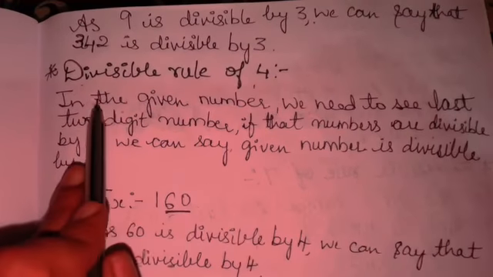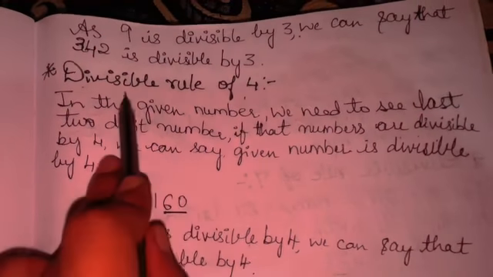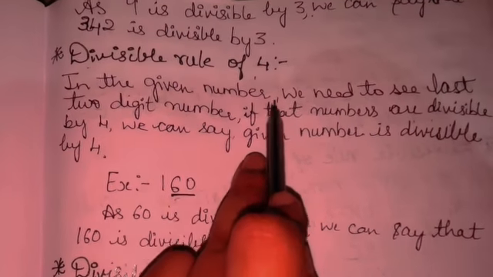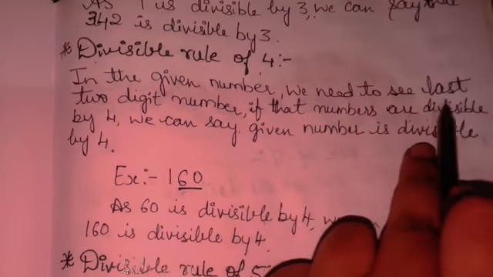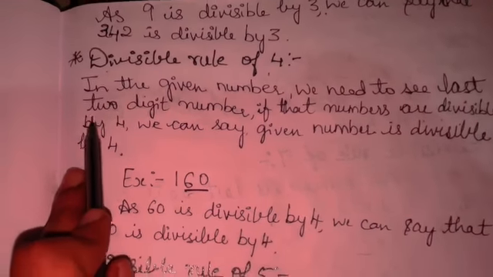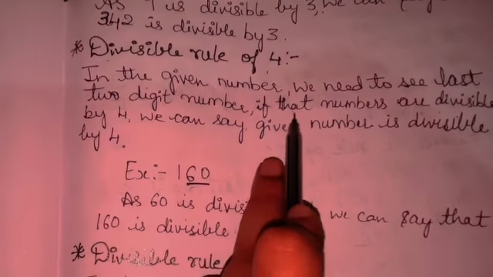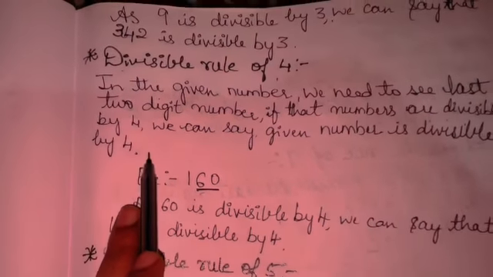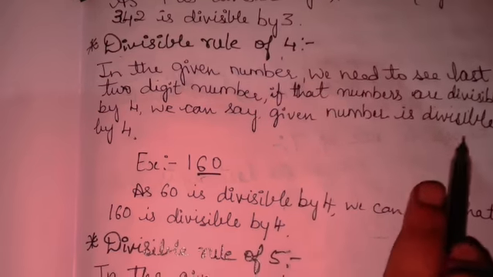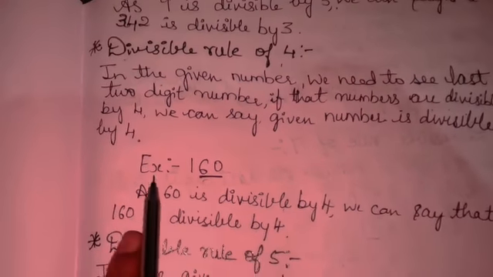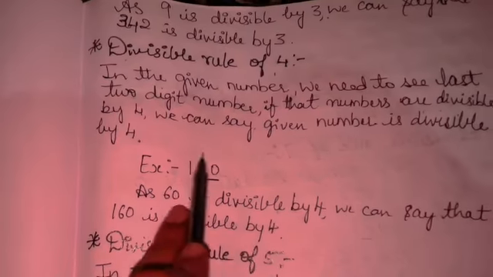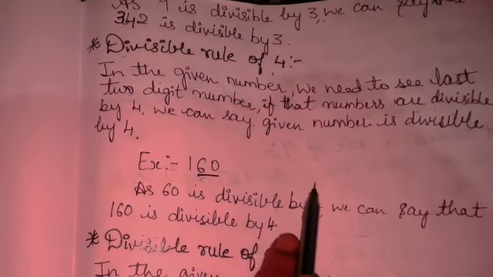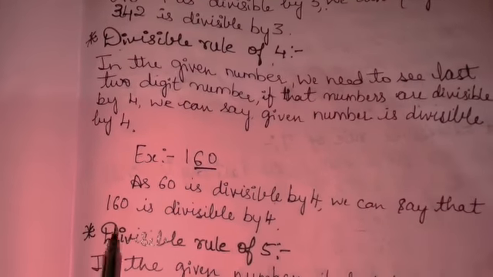Now, let us see the divisibility rule of 4. In the given number, we need to look at the last two digits. If the last two digits are divisible by 4, then we can say that the given number is divisible by 4. Example: 160 has 60, which is divisible by 4, so 160 is divisible by 4.